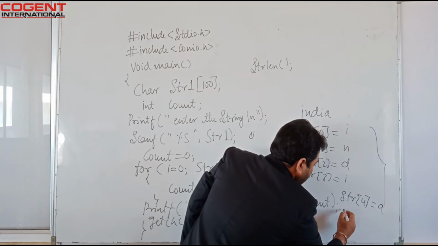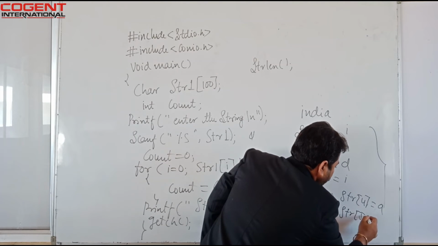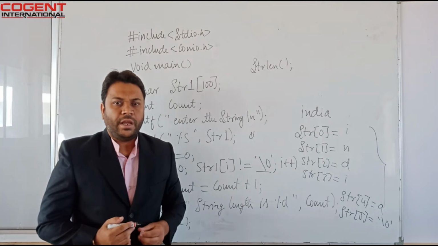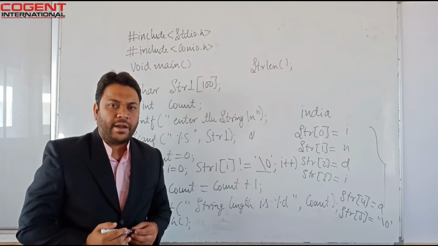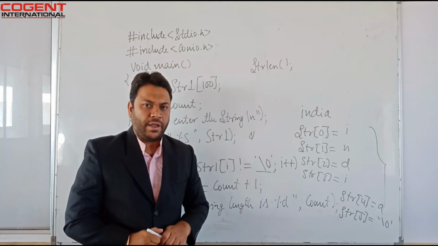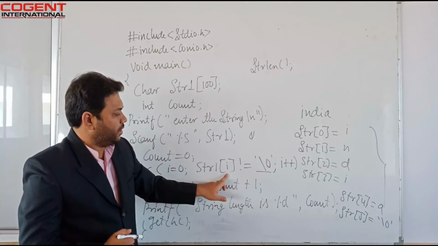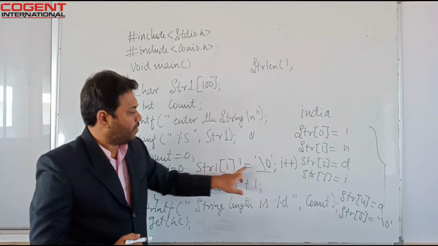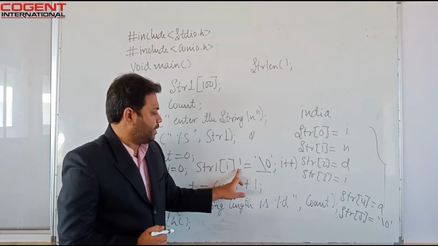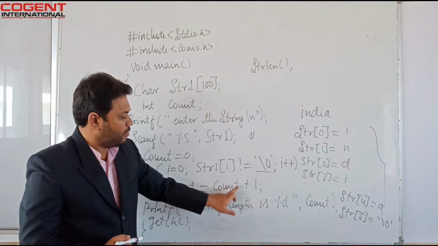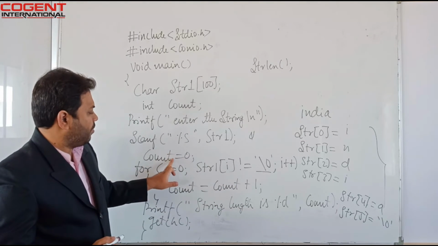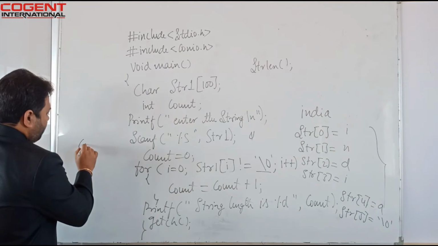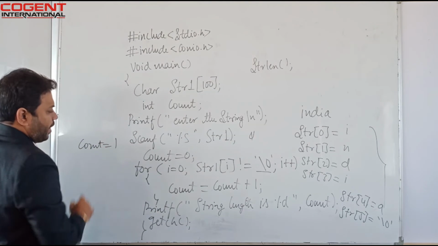Usually str of I will be the null character. The end of the string always contains the null character, which indicates the end of the string here. So str of 0 is I here. So this condition satisfies. It is not equal to null here, right? So the condition satisfies. Now count is equal to count plus 1. The initial value of count is 0. 0 plus 1 is 1. Now the count value will become 1 here.